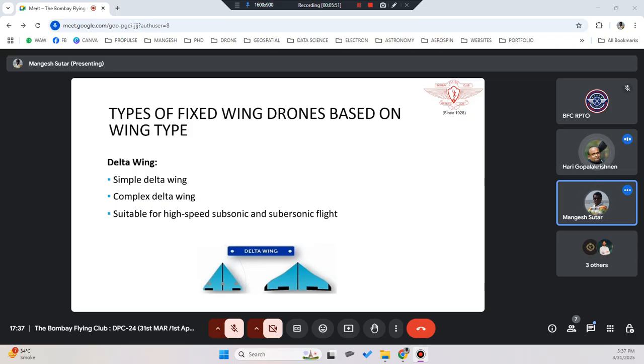Subsonic means flying lower than the speed of sound, and supersonic means above the speed of sound, maybe two times the speed of sound. Like the Concorde was moving at supersonic flight speeds. Very high speed.